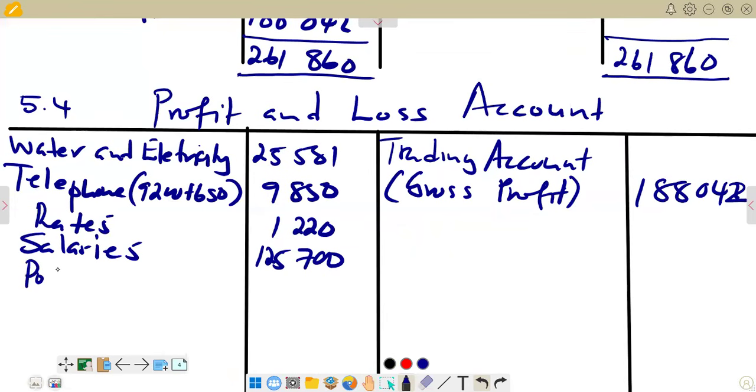So we are saying postage, 270. And then we go back to check another transaction.